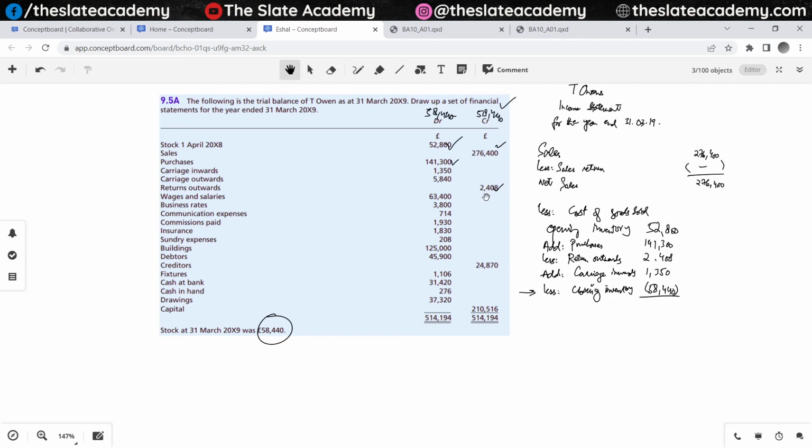Acha ji, this also to be deducted was 2408. Did you calculate the cost of goods sold? 52,800. Let's add and calculate: 141,300 minus 2408 plus 1350 minus 58,440. I think I'm getting cost of goods sold at 134,602. Do you get the same answer? And if I deduct this cost of goods sold from the sales, 276,400, I get 141,798.